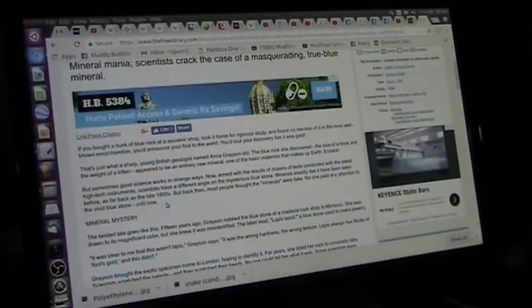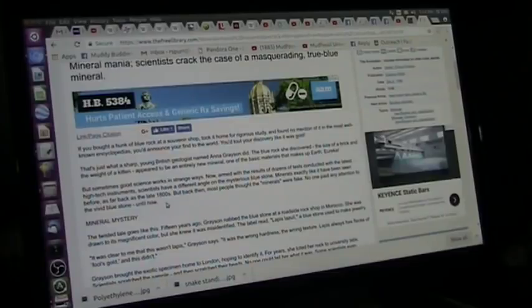The blue rock she discovered, the size of a brick and the weight of a kitten, appeared to be an entirely new mineral, one of the basic materials that makes up Earth. Eureka, she exclaimed. But sometimes good science works in strange ways.